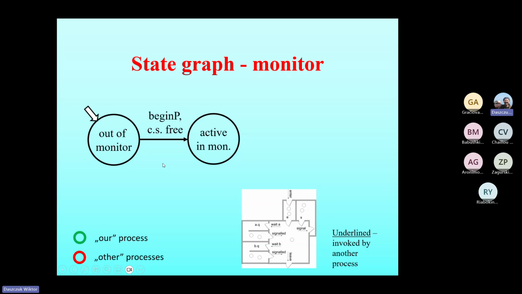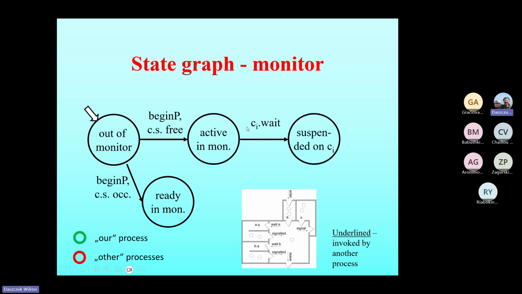The second transition is the same operations from the perspective of the process, but critical section is occupied by another process. So our process becomes ready in monitor. It waits for the critical section. This is such situation when our process wants to enter, but critical section is already occupied.